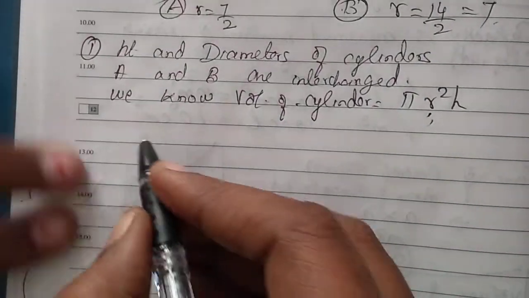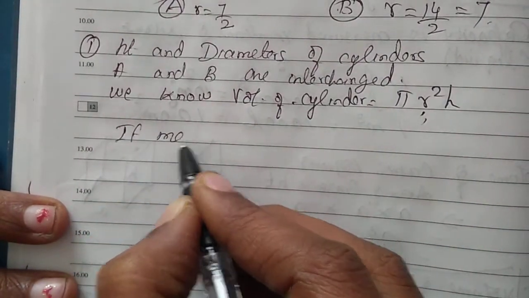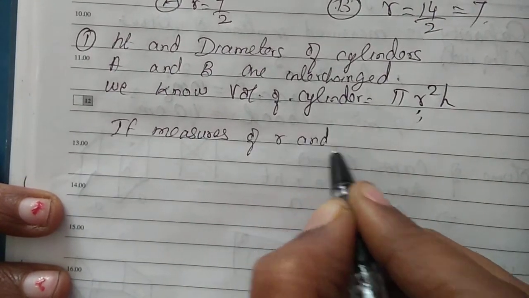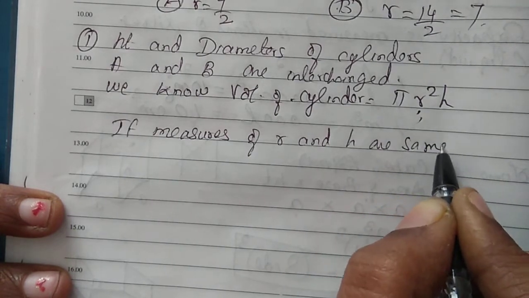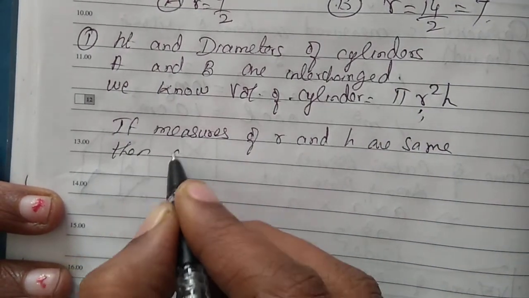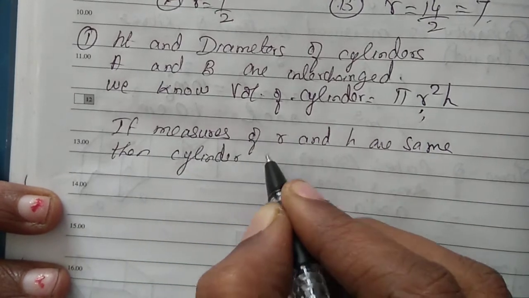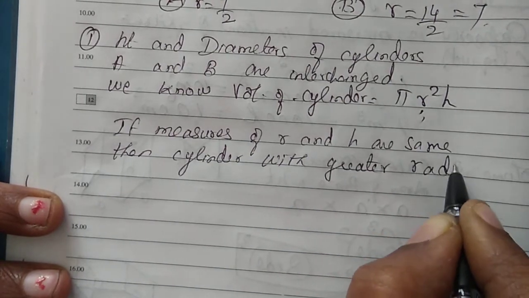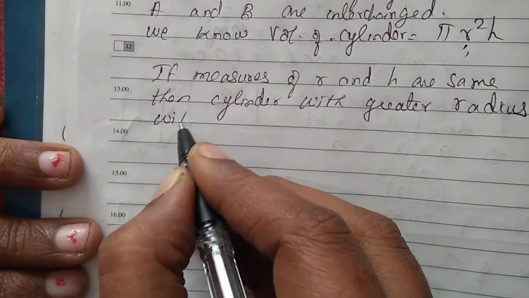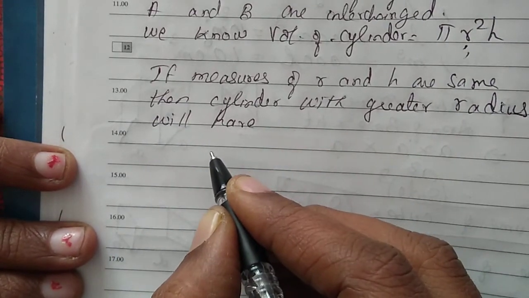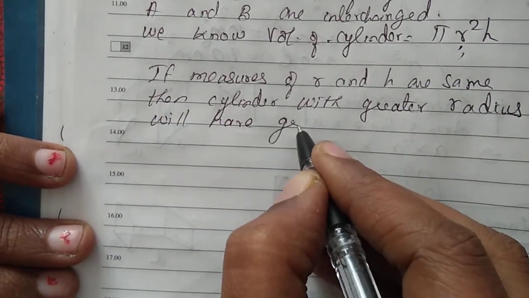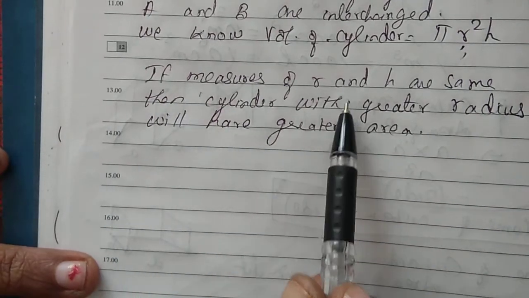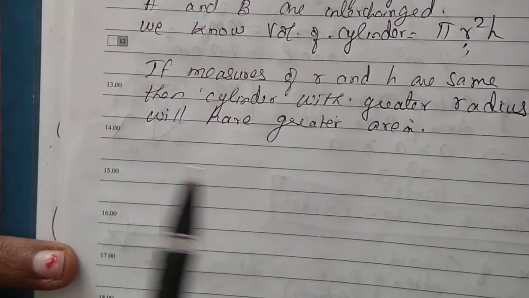So I write, if the measures of radius and height are the same, then the cylinder with greater radius will have greater volume. Is it not? So though the height is the same, we will say the cylinder with the greater radius has the greater volume.